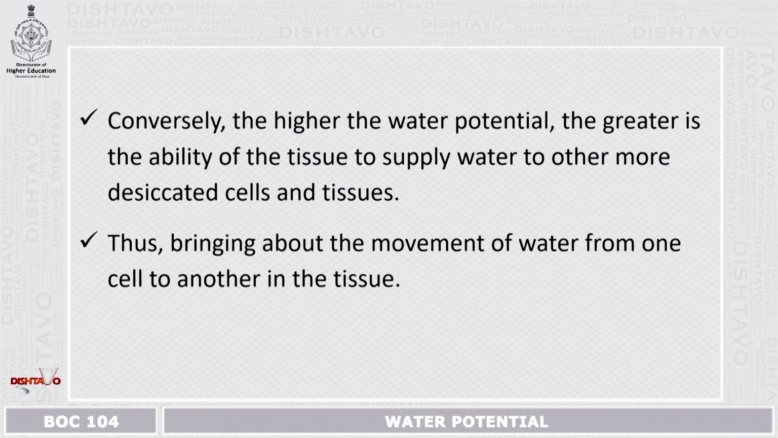Conversely, if there is higher water potential in a cell, then it has an ability to give water to the neighboring cells, to the nearby cells which are showing a deficiency in water. So this helps in bringing about the movement of water from one cell to another cell in the tissue. So movement of water from a cell having higher water potential to a cell having lower water potential is possible because of the differences in this water potential.